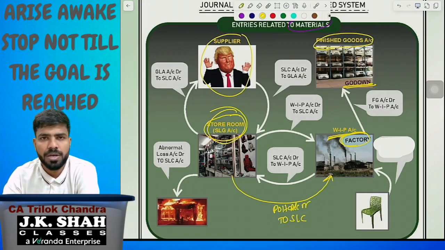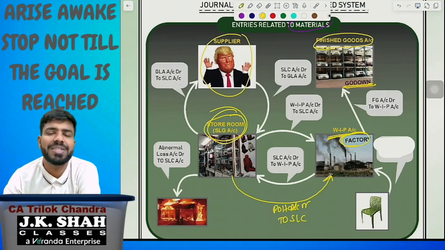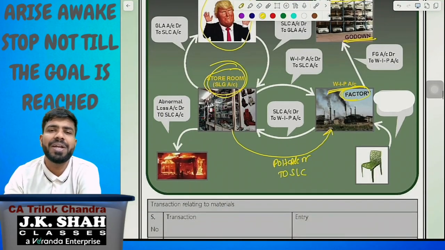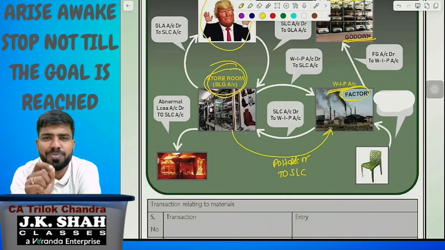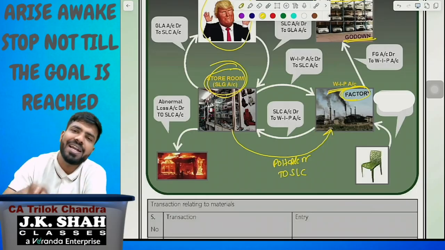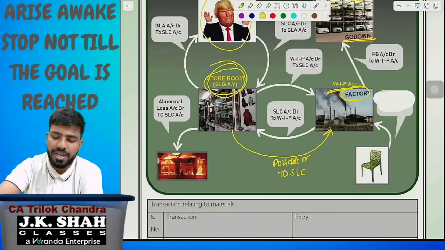At last, material purchased for the special job. What is the entry? Listen to me carefully. When the material is purchased for the special job, instead of taking the raw material to the storeroom, directly they'll take it to the factory. Here I took an example.